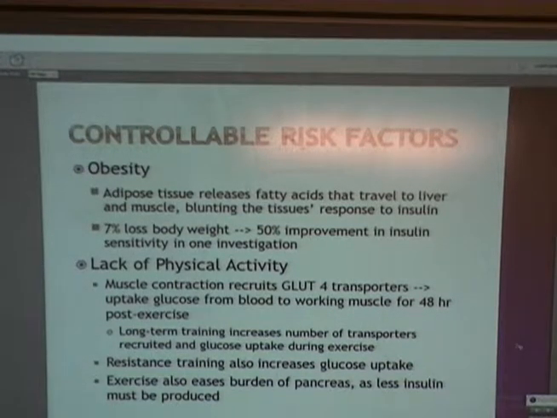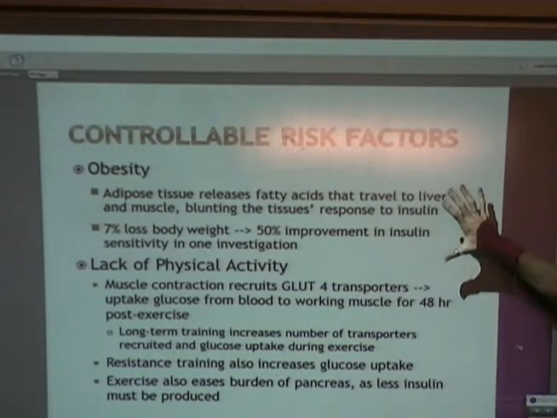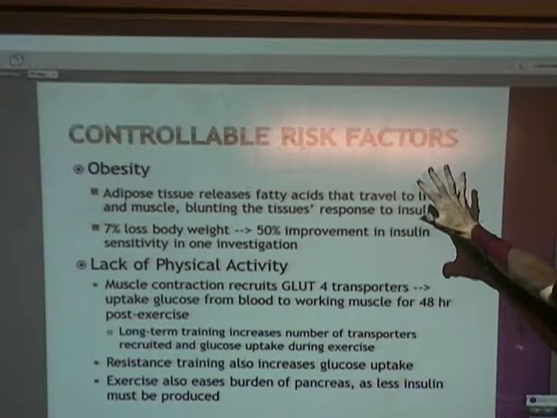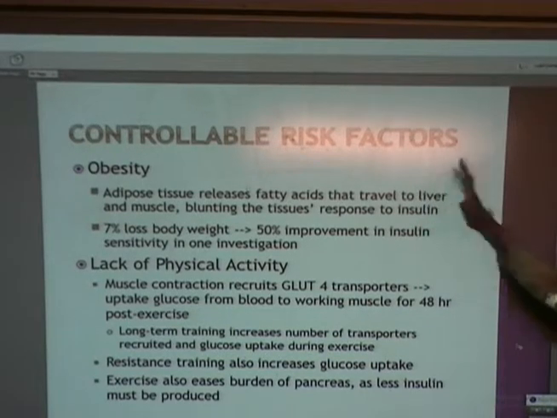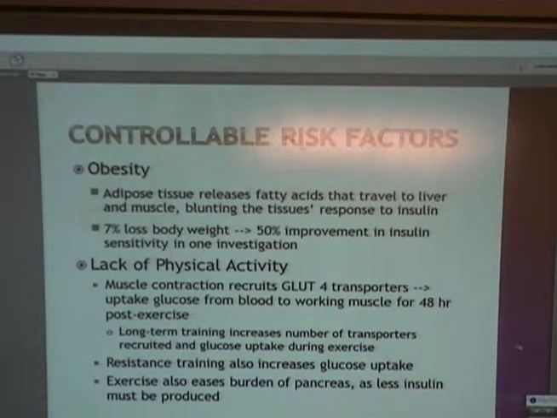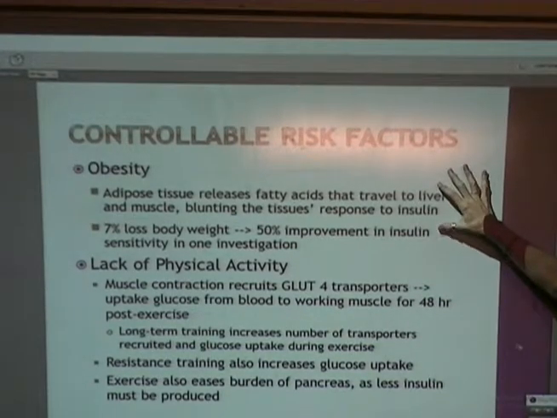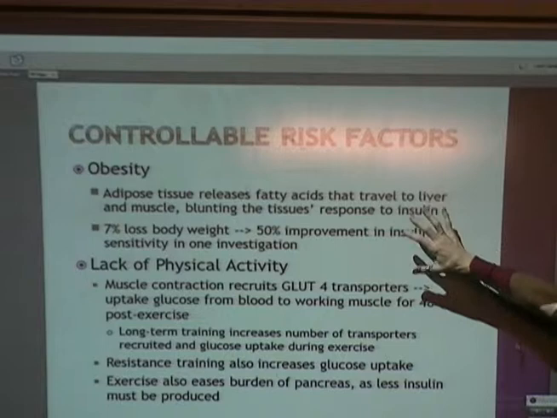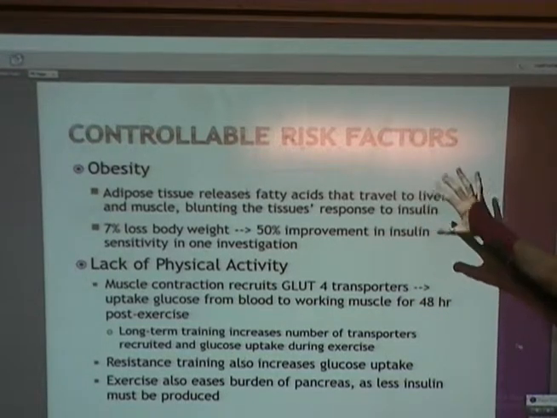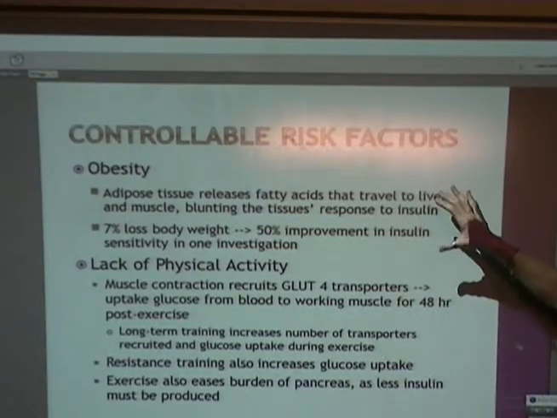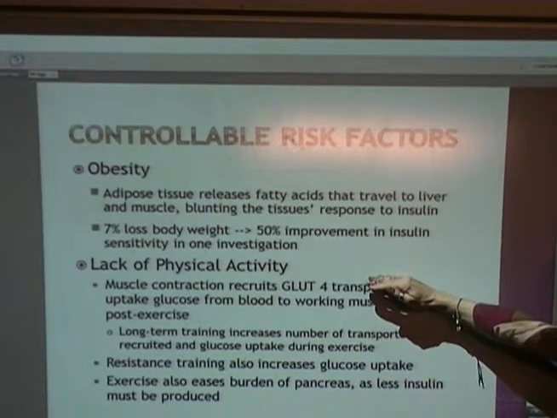And then the lack of physical activity. These two things together, we talked about the fact that obesity isn't as simple as just too much overeating and not enough exercising. There are some other factors involved here. But if I can control it a little bit and add some physical activity.